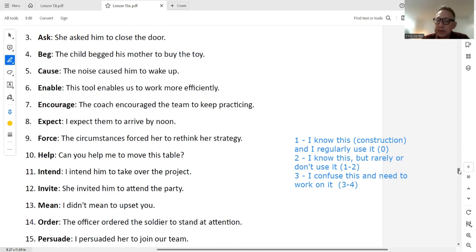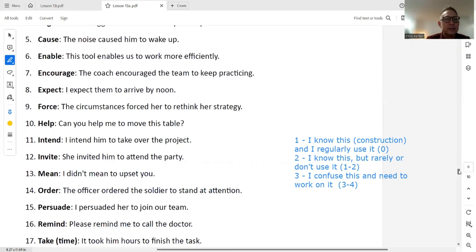Can you help me? Here's a question, and you can always put these in question form as well. This creates another level of difficulty. Can you help me to move this table? Can you help him to study better? I intend him to take over the project. That one I don't think you use as much. That might be on that third list.